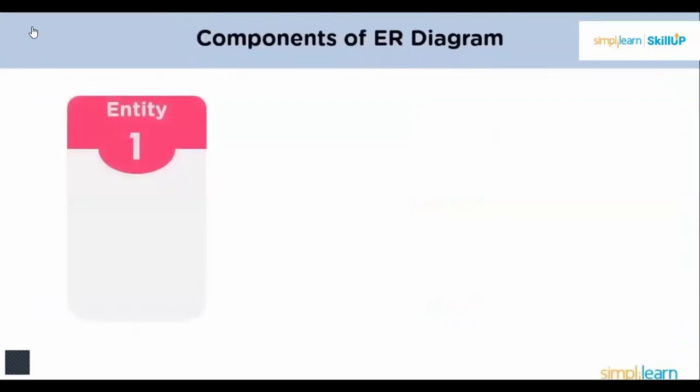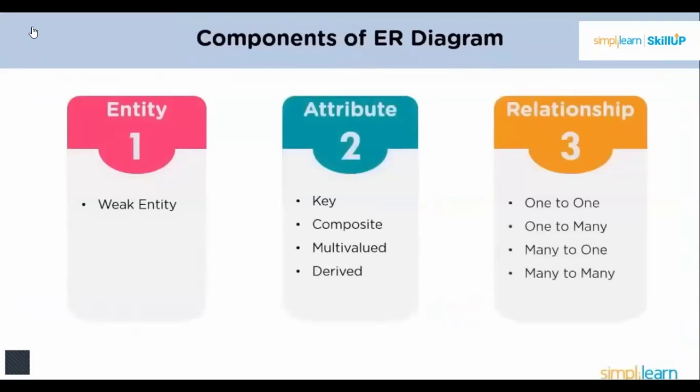There are three main components of ER diagram: entity, attribute, and relationship. Entities have weak entity. Attributes are further classified into key attribute, composite attribute, multi-valued attribute, and derived attribute. Relationships are also classified into one-to-one relationships, one-to-many relationships, many-to-one relationships, and many-to-many relationships. Let's understand these components of ER diagram, starting with entities.